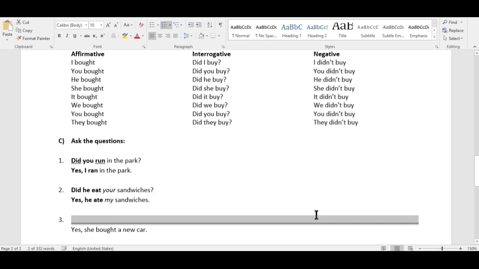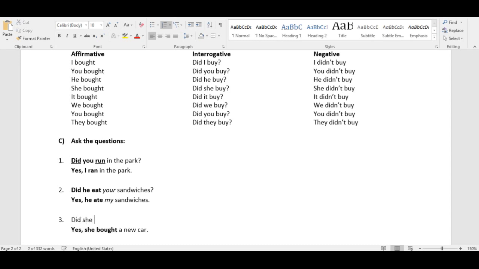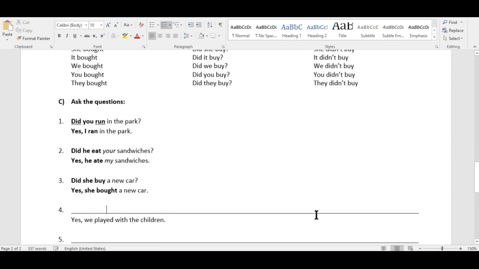Three. Yes, she bought a new car. Did she buy a new car? Yes. Did she buy? Yes, she bought. Did she buy a new car? Yes, she bought a new car.